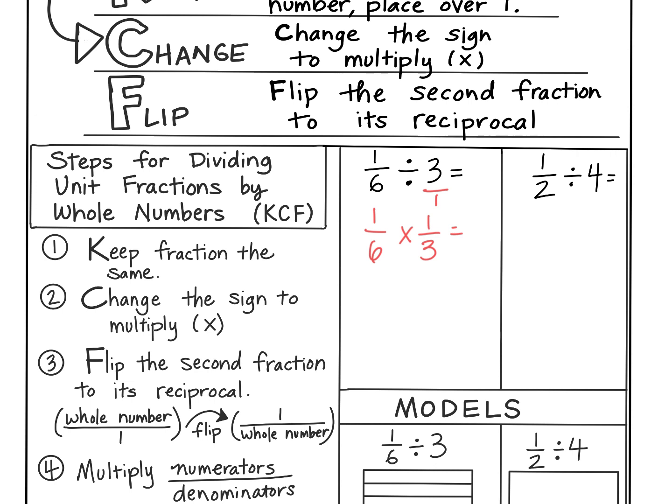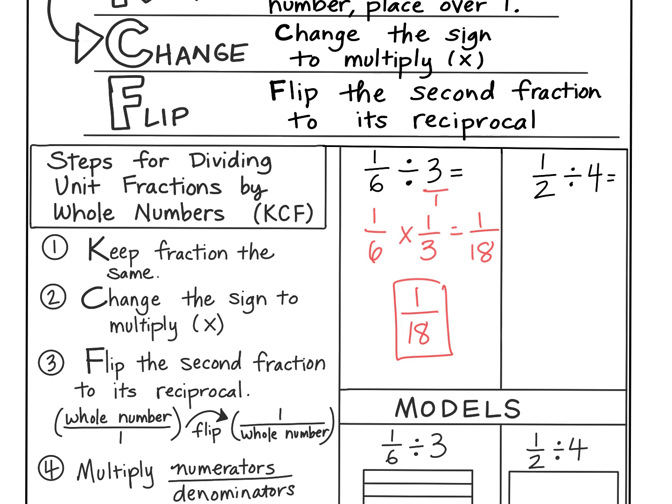Now I just multiply my numerators and I multiply my denominators. So 1 times 1 is 1, and then 6 times 3 is 18. My last step, number 5, is to simplify if needed, because y'all know we no longer write fractions that are not simplified. So my final answer is just going to remain 1/18. If my numerator is 1, it's already simplified as low as it can go.